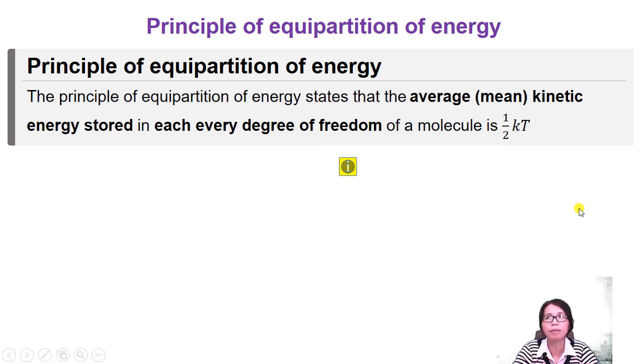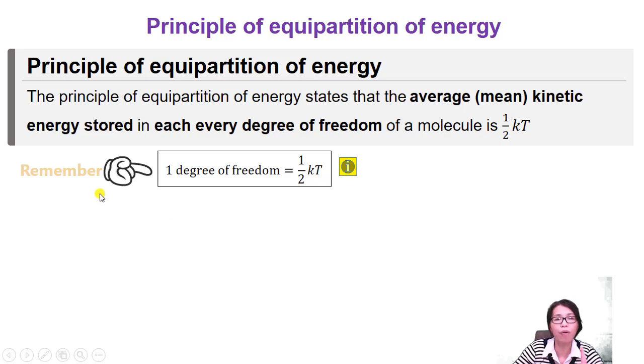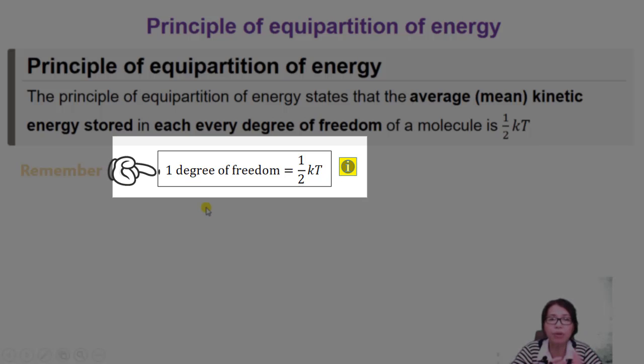So how might each degree of freedom store energy? We refer to the principle of equipartition of energy. According to the principle of equipartition of energy, the average or mean kinetic energy stored in each degree of freedom of a molecule is equal to 1/2 kT. It means that for each degree of freedom, the gas molecule can store energy of how much? 1/2 kT. Okay, 1/2 kT.